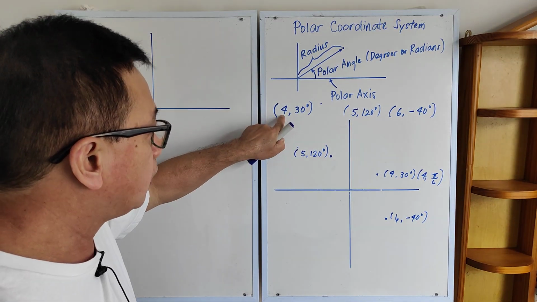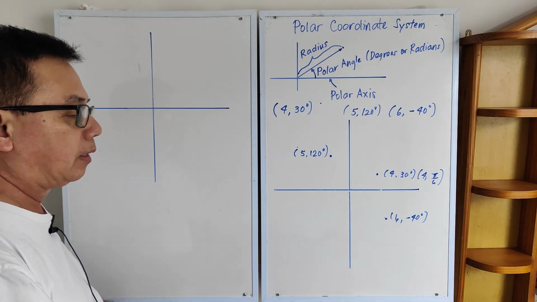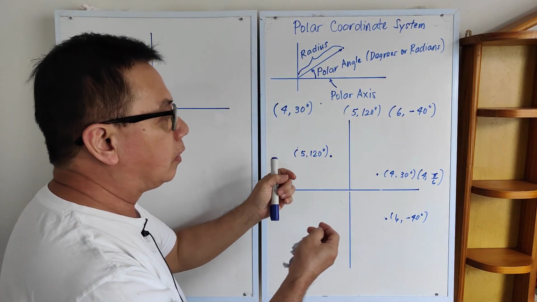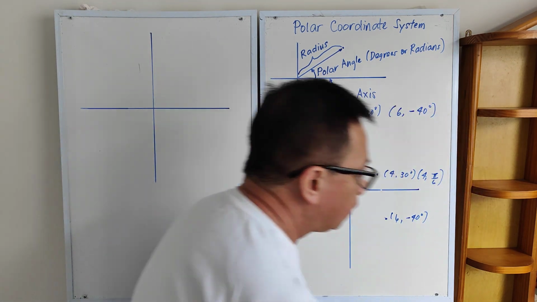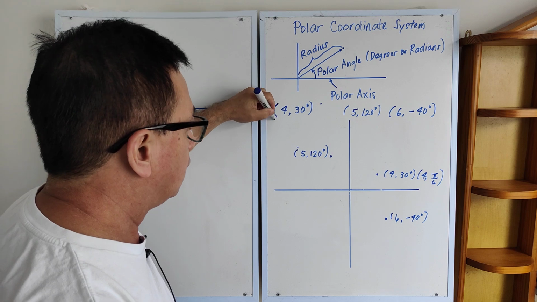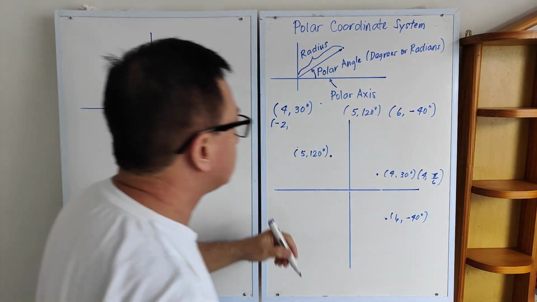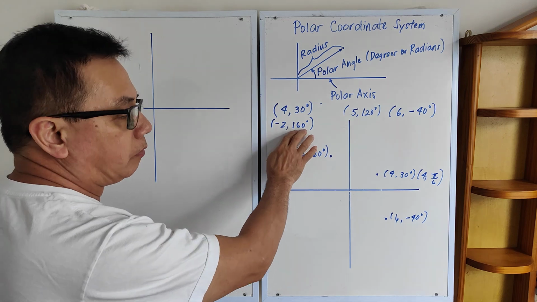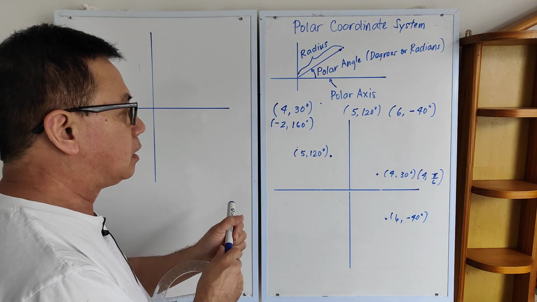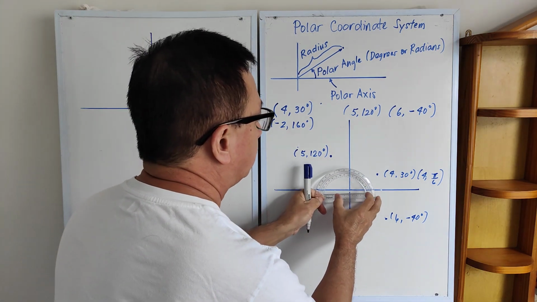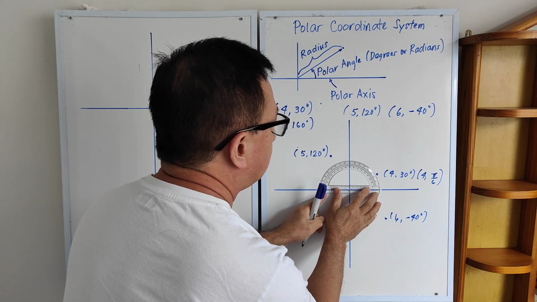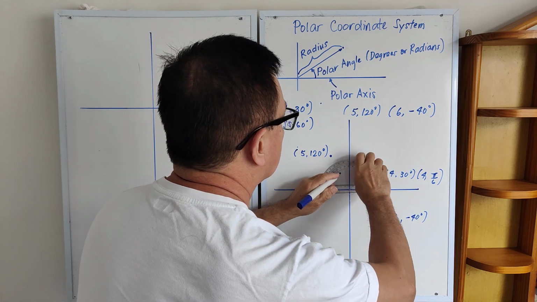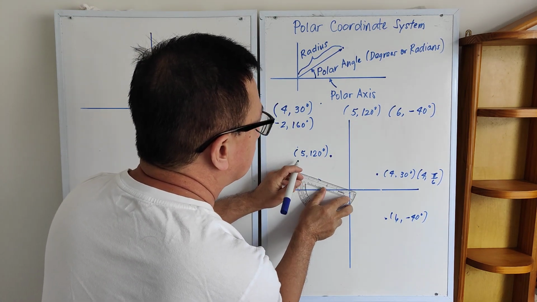Now, the first number, the radius, can also be negative. So if it's negative, then we go the other way. I will show you. For example, our next number is negative 2 and 160 degrees. So we have to find the angle first. Where is 160 degrees? So we'll put the protractor here. 160 degrees would be this one. So this is 160 degrees.